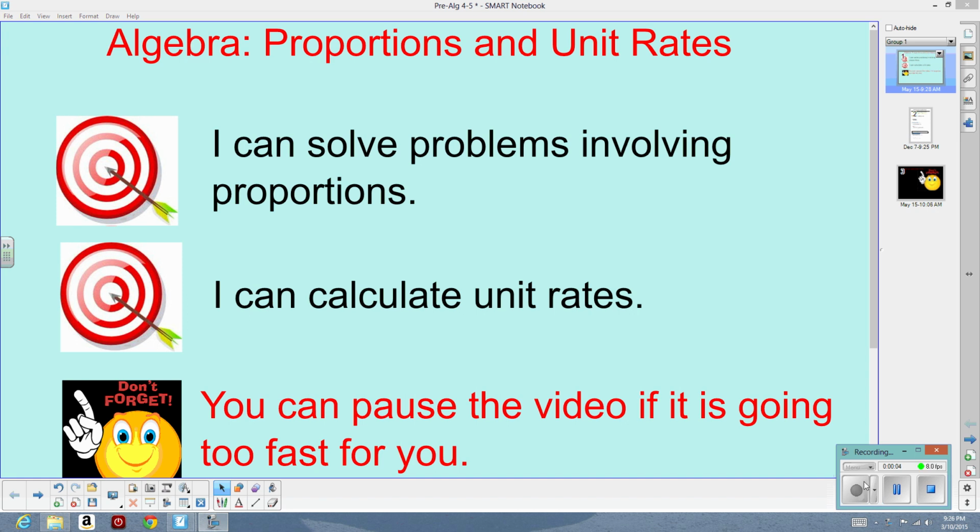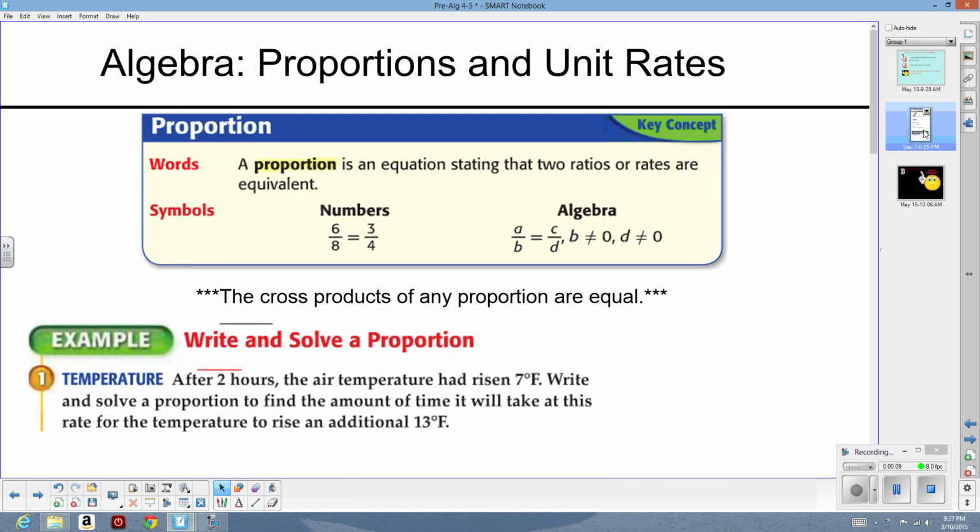In this lesson, you will solve problems involving proportions and also calculate unit rates. A proportion is an equation stating that two ratios or rates are equivalent. In a proportion, the cross products are always equal, meaning if I take these two ratios that are equal to each other, if I multiply diagonally, 8 times 3 is 24, and 6 times 4 is 24. Anytime you have two equal ratios, when you multiply diagonally, you'll get the same thing on both sides.